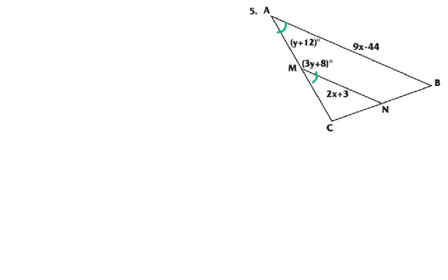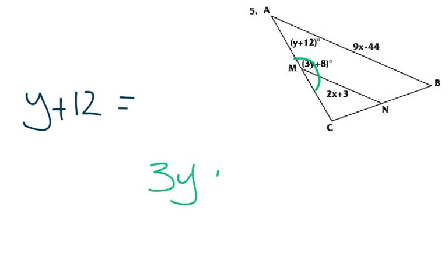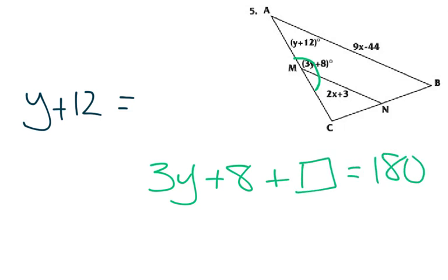That these two angles are the same. Whatever this angle is, which is y plus 12, equals whatever this angle is, but they don't give us any information on it at all. So we can't use 3y plus 8 because that's the exterior angle, that's this big angle on the outside. But what we do know is those two angles together make 180. So 3y plus 8 plus some unknown equals 180.